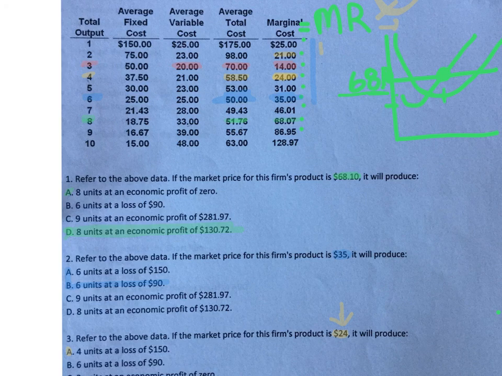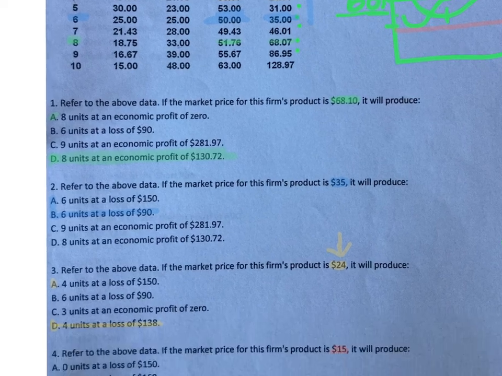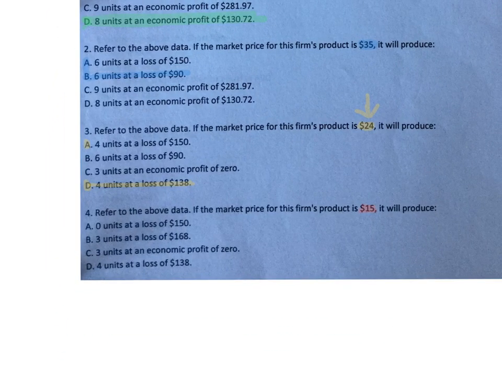And we already know that any time that your average variable cost is greater than your price, so anytime your price curve falls like this below your average variable cost, that is going to be a shutdown situation. So even though it says an output of 3 on that chart, you would actually not produce 3. You would produce 0 units at a loss of 150.